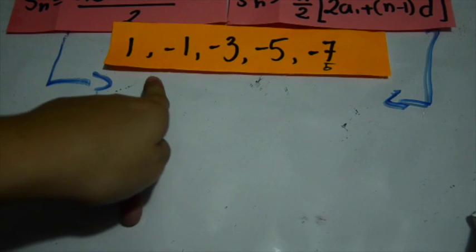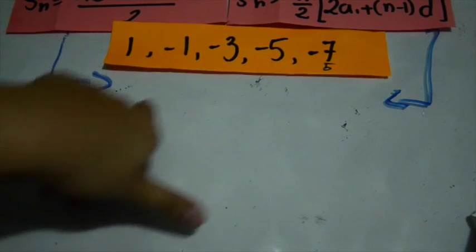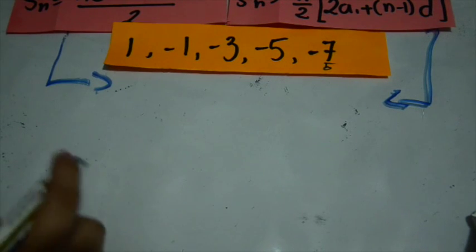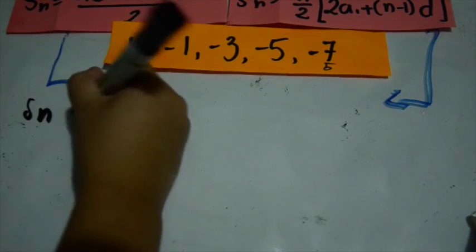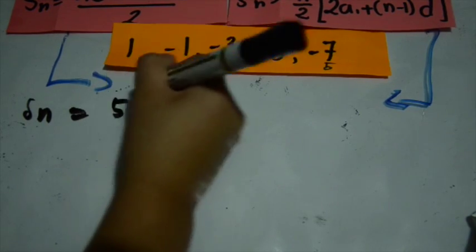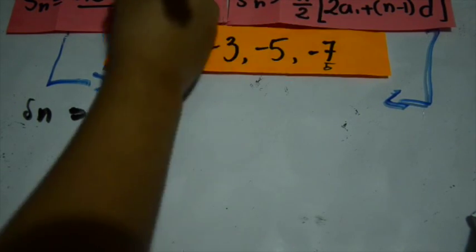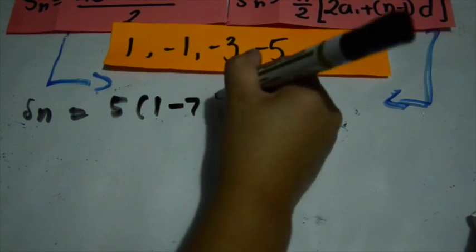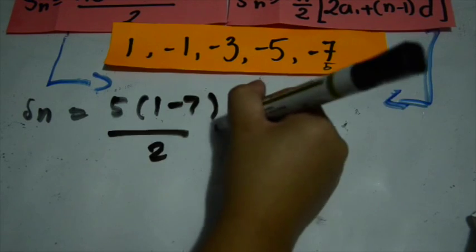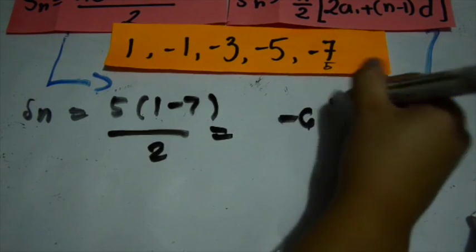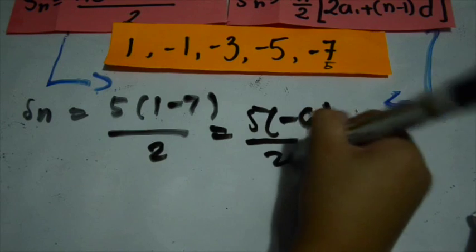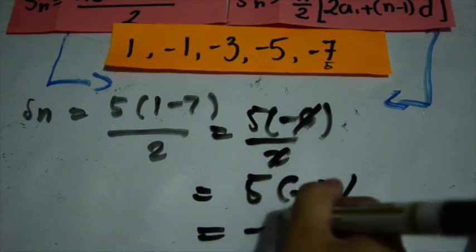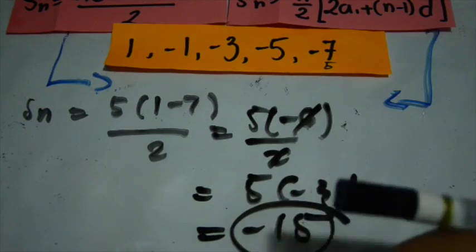Now we're going to try solving for the series of this arithmetic sequence using both formulas. First, let's use this formula by Carl Gauss. S sub n will be equal to n, which is 5, times the first term plus the last term, or a sub n, which is negative 7, all over 2. We can equate it to negative 6 times 5 all over 2. Cancel both sides. We have 5 times negative 3. So, negative 15.